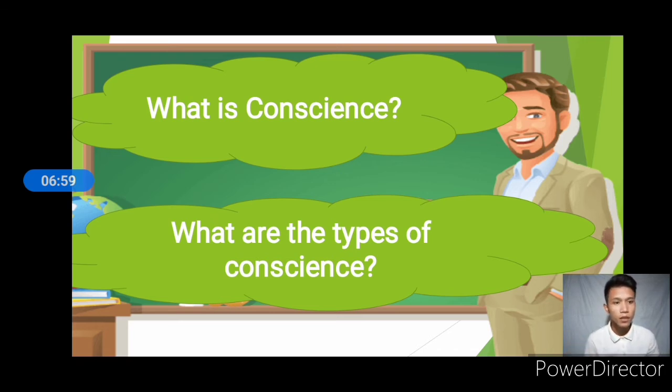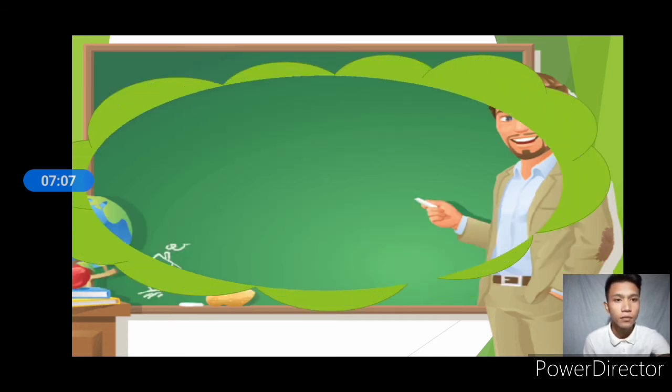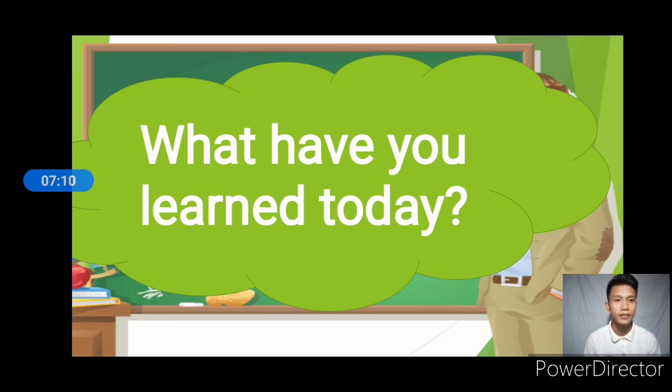Okay, very good. It seems that you really understand the topic. So, let me ask you this final question. What have you learned today? Okay, very good. You have learned about conscience and the different types of conscience. Again, what is conscience? Conscience is our ability or faculty to choose and distinguish whether an action is right or wrong. And what are the different types of conscience? Consequent, right or true, erroneous or false, certain, doubtful. Okay, very good.